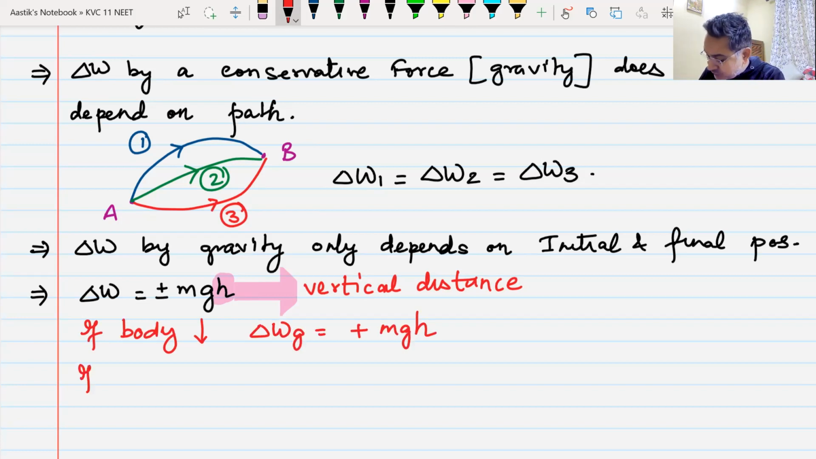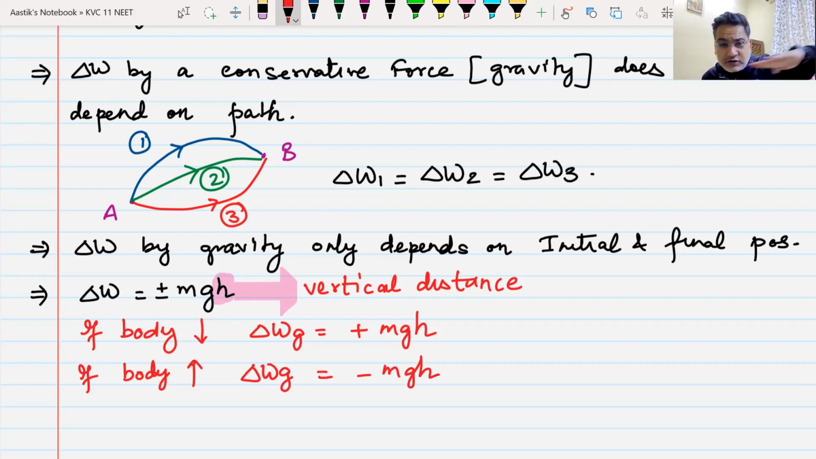If the body moves up, work done by gravity will be minus mgh. If the body moves down, sorry, I said it wrongly. If the body moves down, plus mgh. If the body moves up, minus mgh.